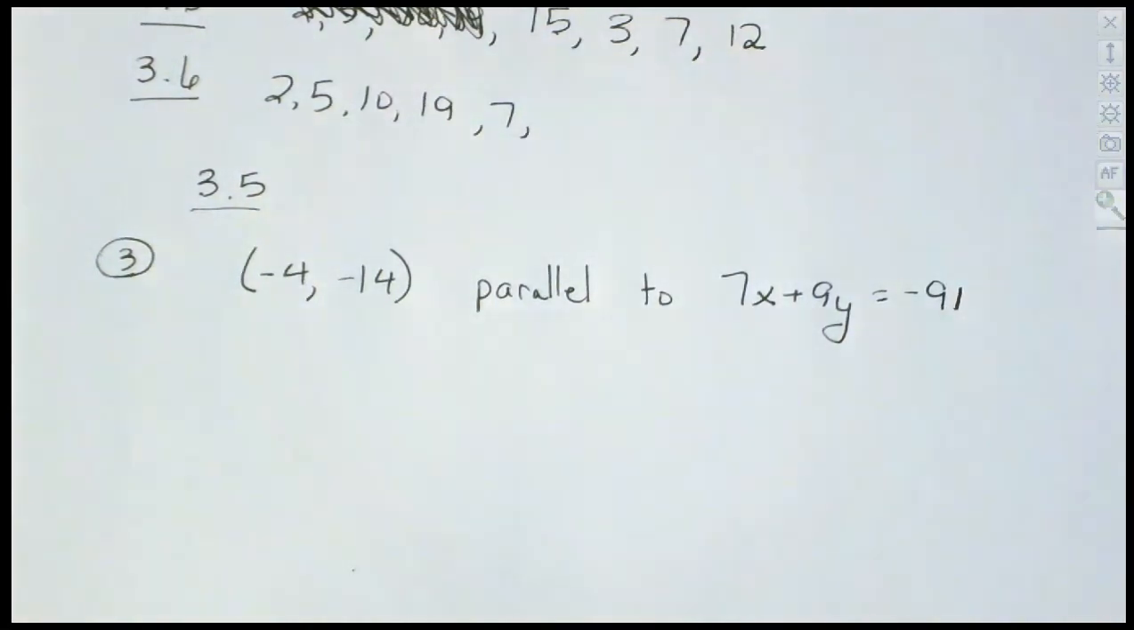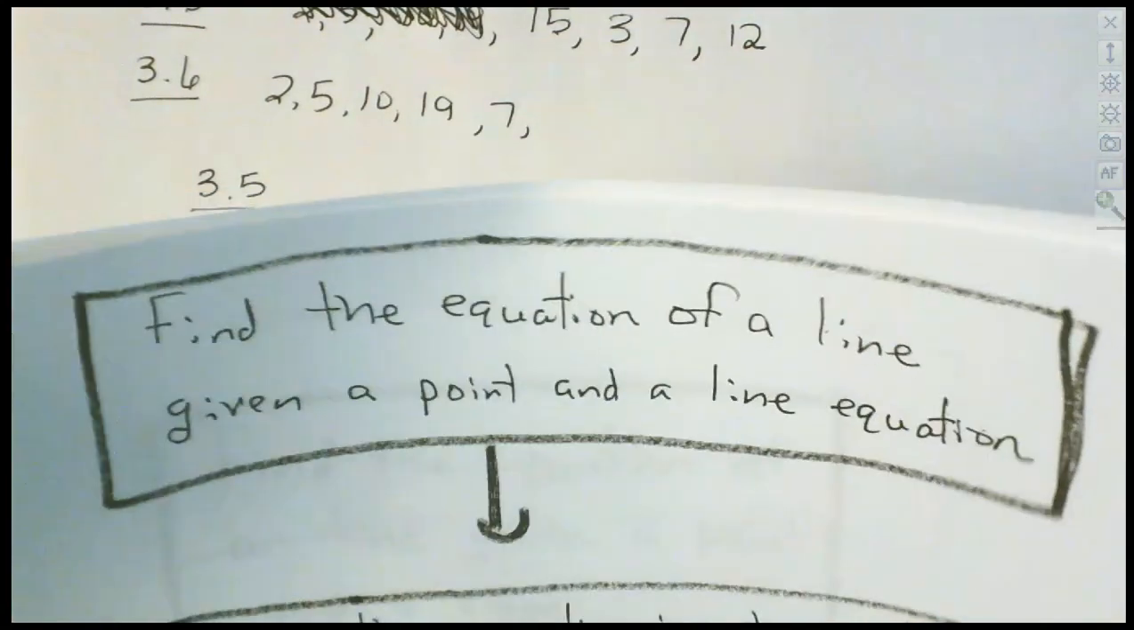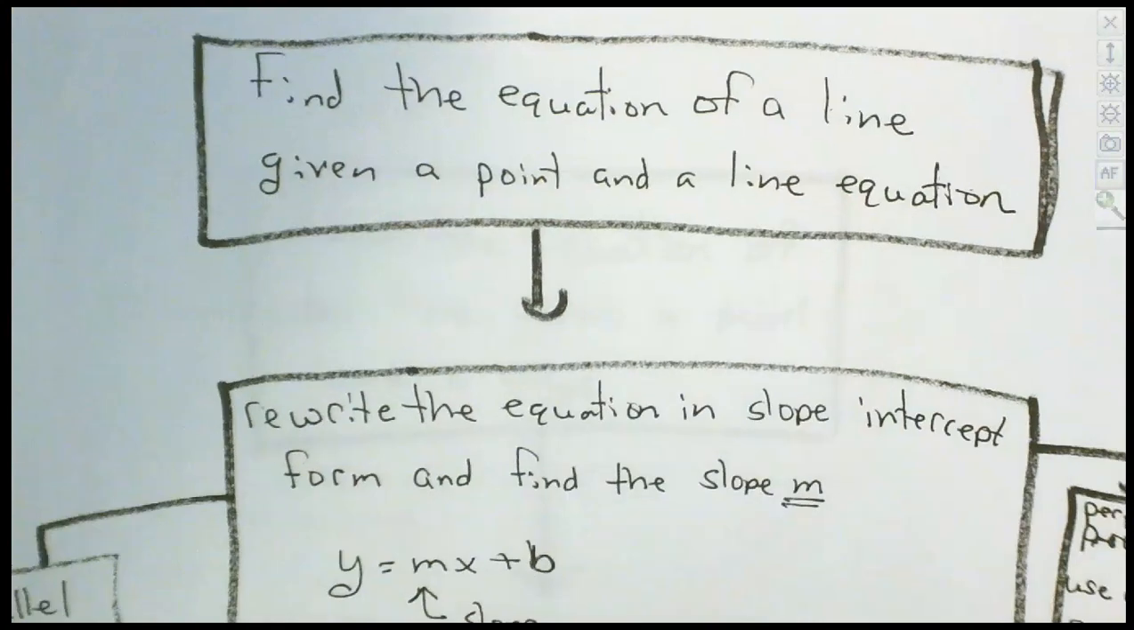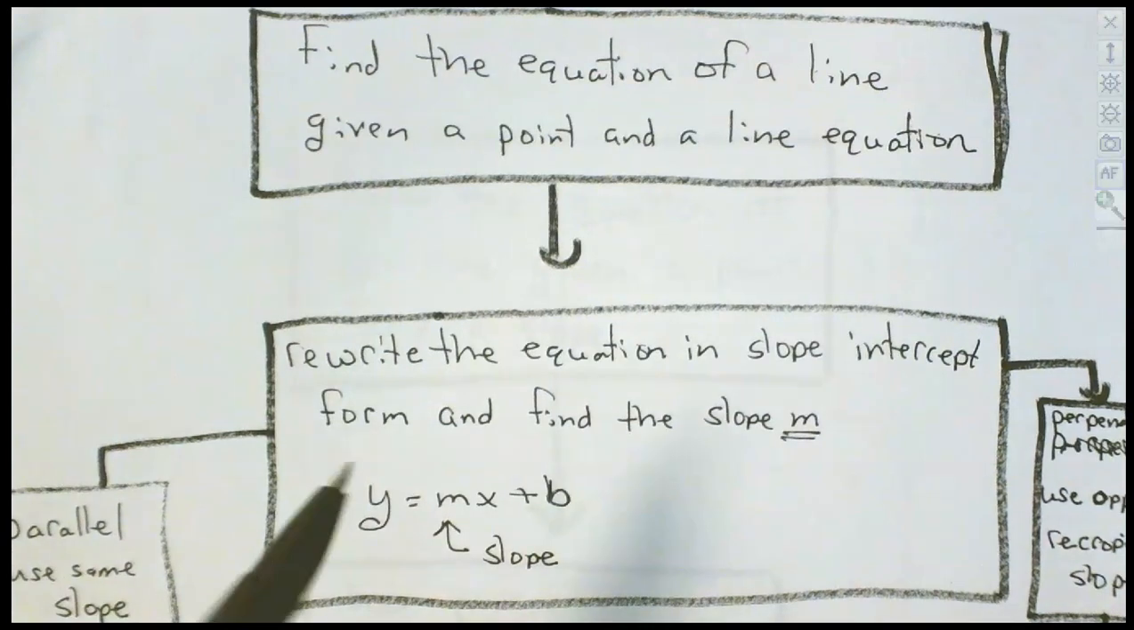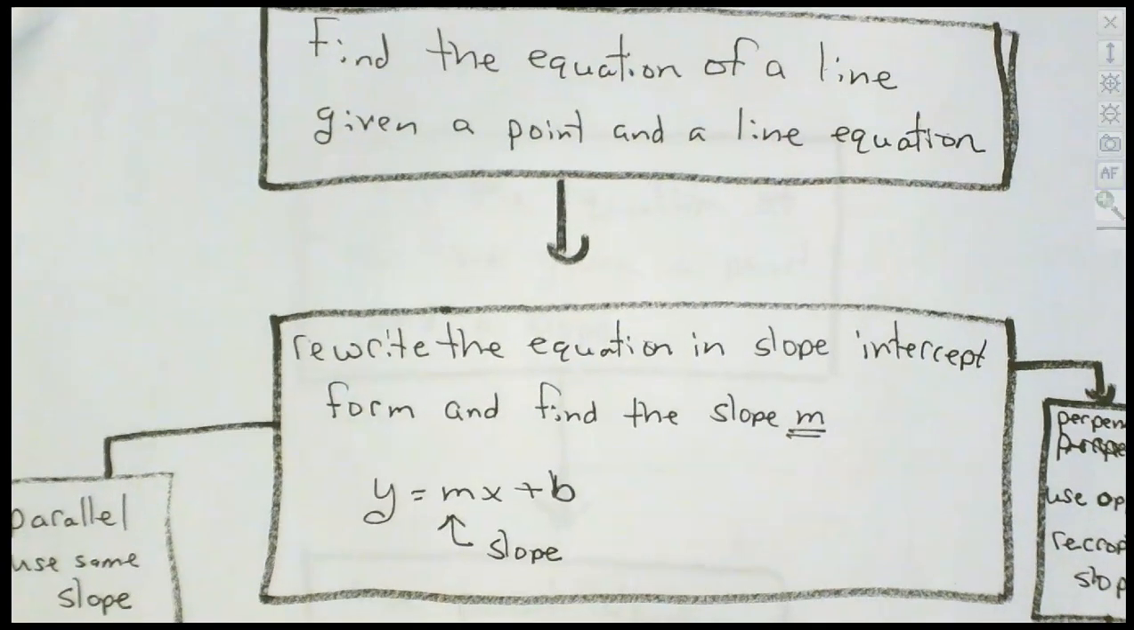Okay. And we have, remember, a flow chart that's going to help with that. And what do we have? Okay, we have a point and we have a line equation. So that's going to be your third page. And you can use this on your final. And so we want to find the equation of a line when you're given a point and a line equation. And what do we need to do? It says rewrite the equation in slope-intercept form and find the slope. So that's what we're going to do next.